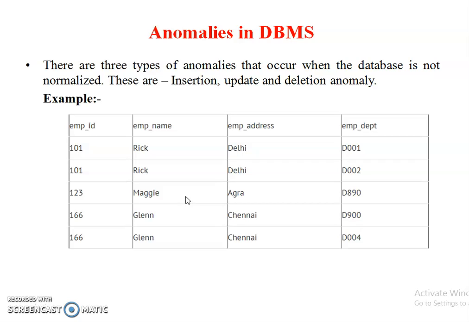So there are commonly used normal forms. There are four types of normalization: first normal form, second normal form, third normal form and BCNF normal form. Now we will discuss them one by one.